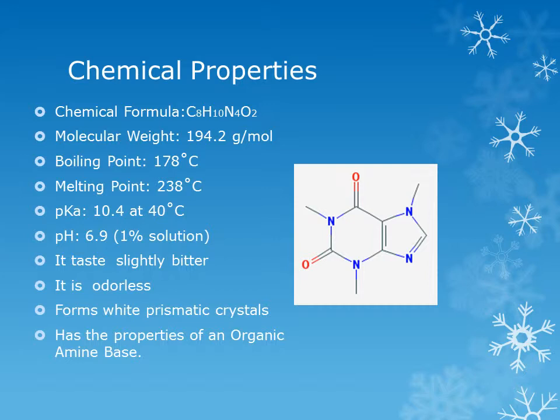The pH is 6.9 in a 1% solution. Its taste is slightly bitter, it is odorless, and it forms white prismatic crystals. And it has the properties of an organic amine base. The picture here is of the structure of caffeine.